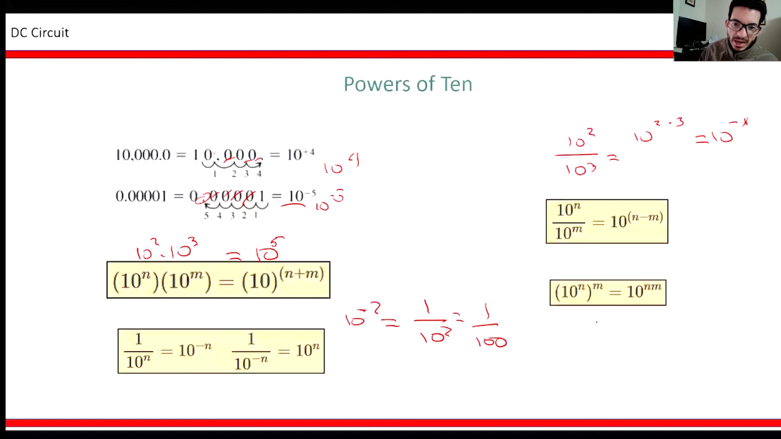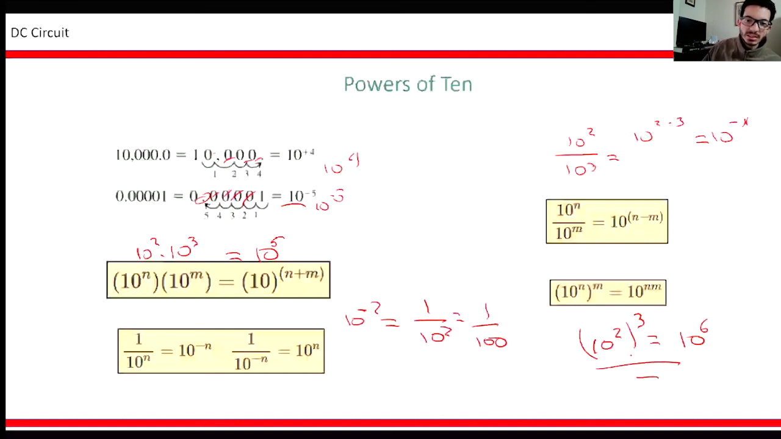Now, if you have a power raised to an exponent, then you multiply them. Not like this. When you have 10 to the something times 10 to the something else, you can add the exponents. When you have 10 to the something raised to a power, then you multiply them. So for instance, if you have 10 to the second power and all that raised to the third power, then this is 10 to the 2 times 3, which is 6. Okay, so please review these concepts.